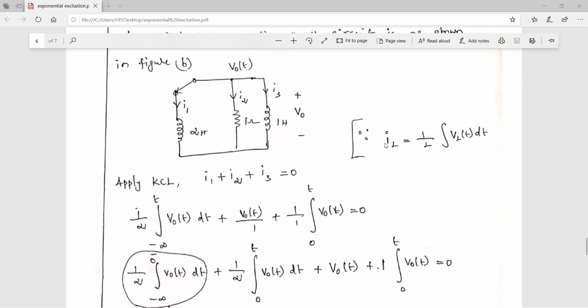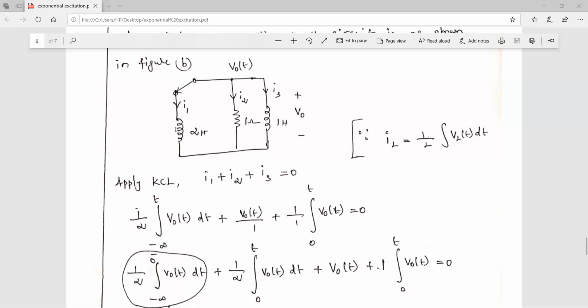Okay, so the current flowing in the inductor is 1 by L integration of voltage across the inductor into dt. This is the formula for the current flowing in the inductor. How to write the current I1? 1 divided by L. What is the value of L? 1 divided by 2. This is I1: 1 divided by L integration of minus infinity to t.